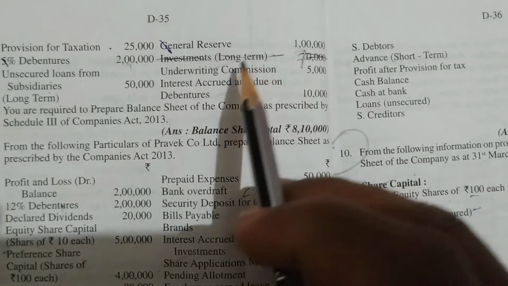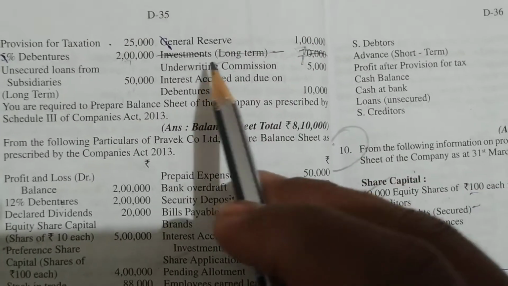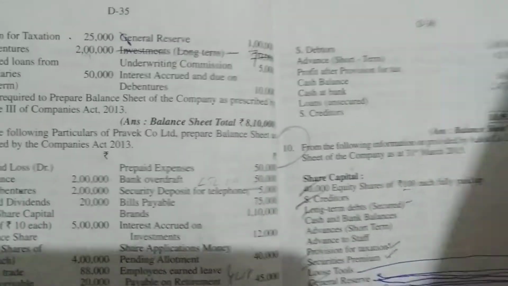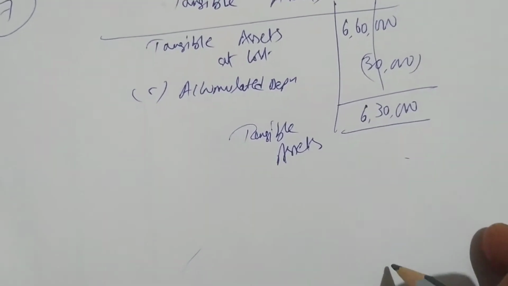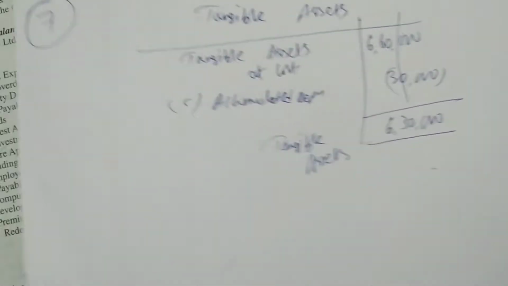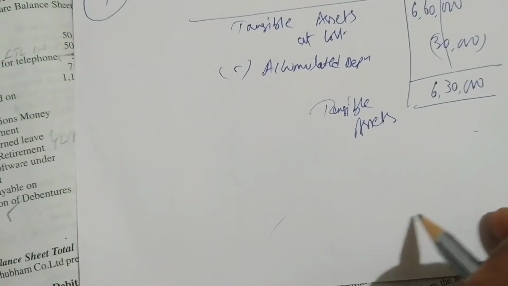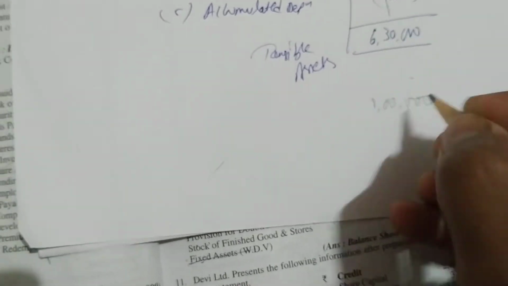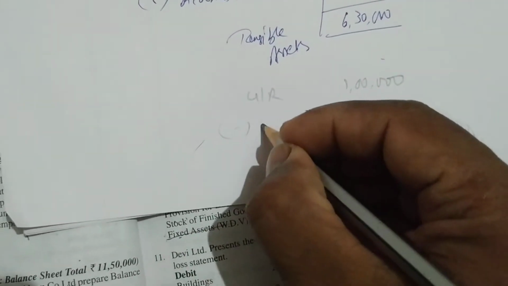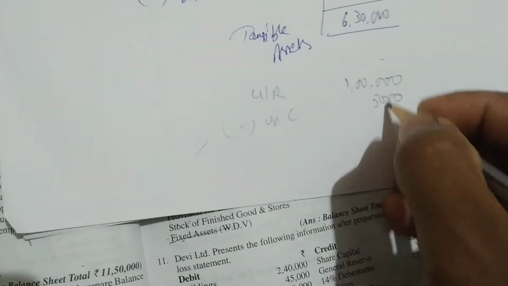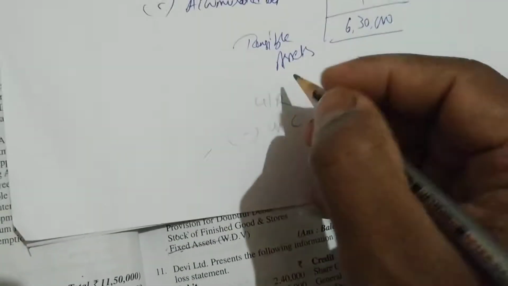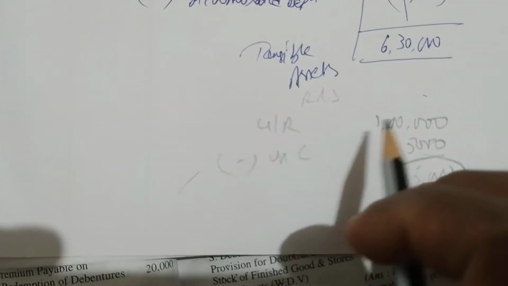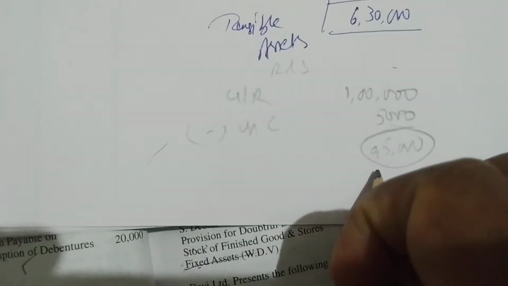Underwriting commission is how much? 5,000. This underwriting commission you have to deduct from general reserve. I repeat, you have to deduct it from general reserve. So you have to prepare one more working note, that is reserves and surplus. Under reserves and surplus you write general reserve. How much is general reserve? 1 lakh, minus underwriting commission 5,000. In the outer column we write 95,000. This is reserves and surplus, 1 lakh minus underwriting commission 5,000, 95,000.